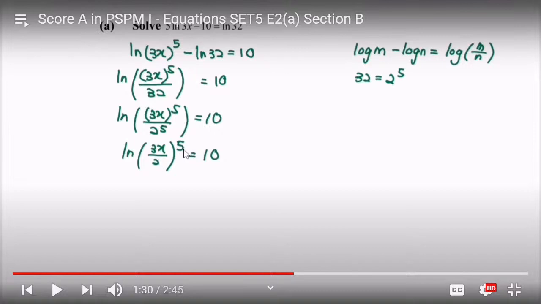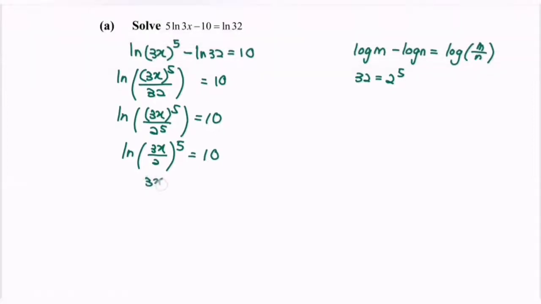Okay, then ini kita panggil log form. Faham? Log form means that log to the base e. Kalau you rearrange atau convert dia boleh jadi index form. Maksudnya e to the power of 10. So where we will have 3x over 2 to the power of 5 is equal to e to the power of 10.